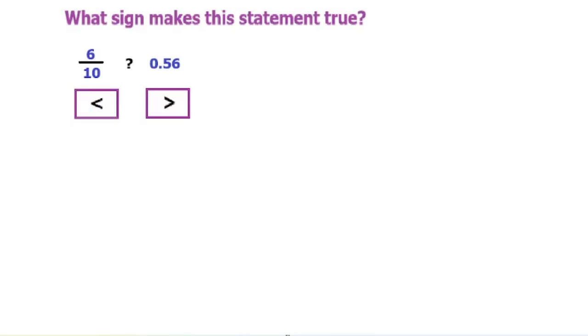In this video, we're going to compare a fraction to a decimal and try to figure out which one is greater or less than. So if we have a problem like this that says, what sign makes this statement true? 6 over 10, question mark, and 0.56. So we need to find out which is less than and which is greater than. Okay, less than is this way, greater than is this way.